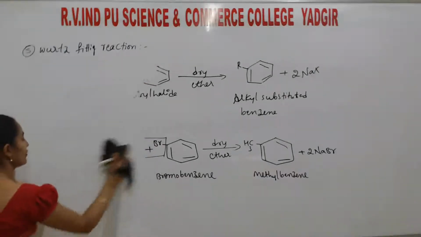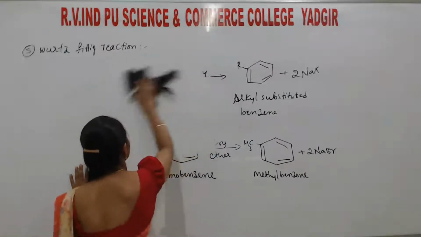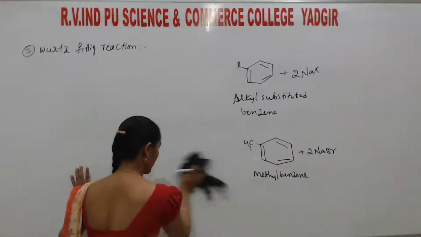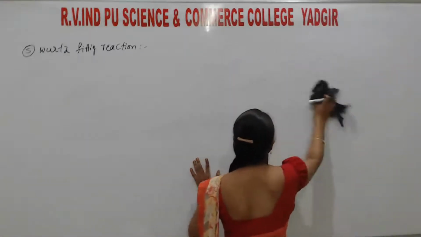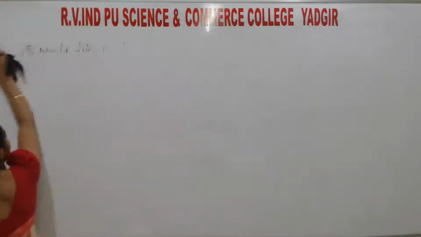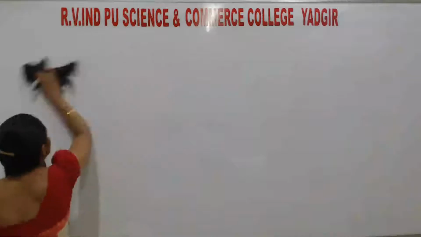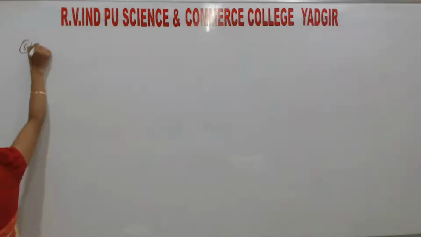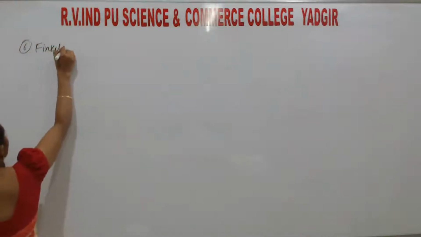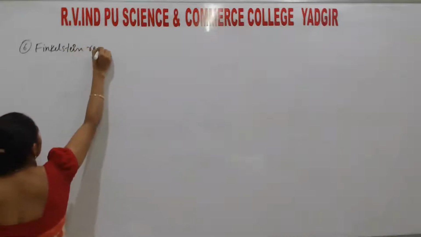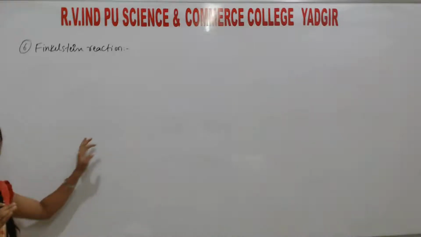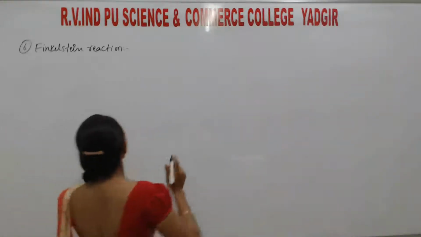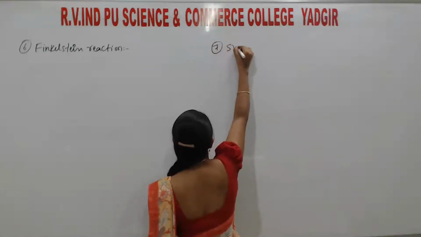So the next one is Finkelstein and Swarts reaction. Finkelstein reaction, another one is Swarts reaction. Both the reactions are halogen exchange reactions. So one is Finkelstein, another one is Swarts.